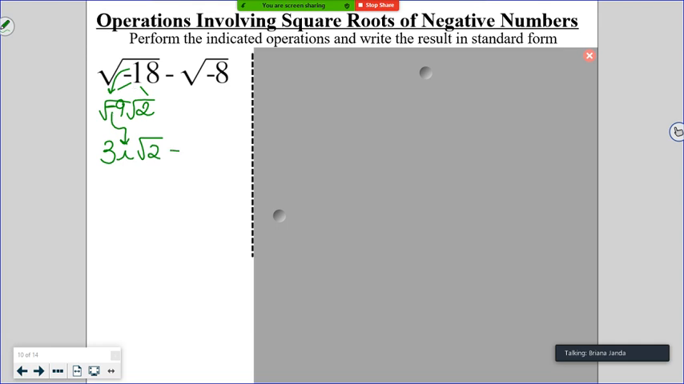Do the same thing for the 8. Biggest perfect square would be 4 times 2 says 8. Put the negative with your perfect square so that when I square root it, it comes out to look like an i.